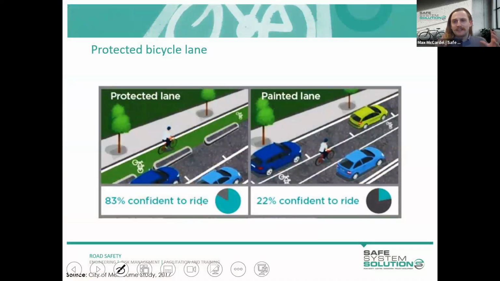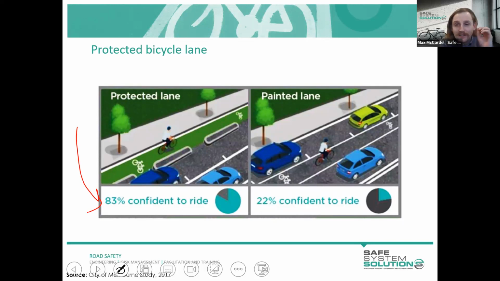All right, before we get into the design details, we'll just have a quick chat around, well, what's the point of doing all this? Why would we look to implement protected bicycle lanes? And through a study done by the City of Melbourne back in 2017, and I dare say results would be similar now and in different jurisdictions, so don't get too hung up on the date or the location.